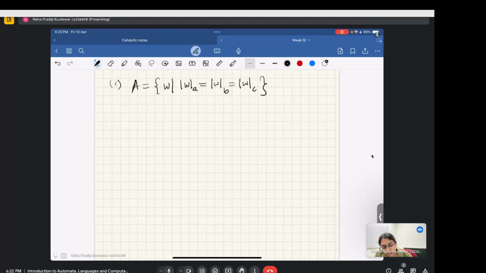So the question is, is A a context free language? The hint is to try to use part A that we showed. Part A was that if L is a context free language and R is a regular language, then part A asks to show that L minus R is context free. Maybe I'll wait for a minute so that you can think about it.